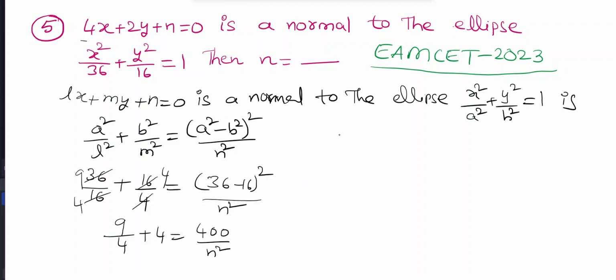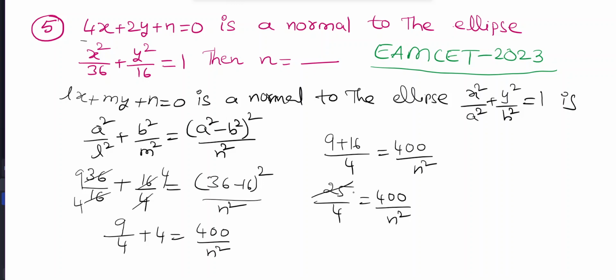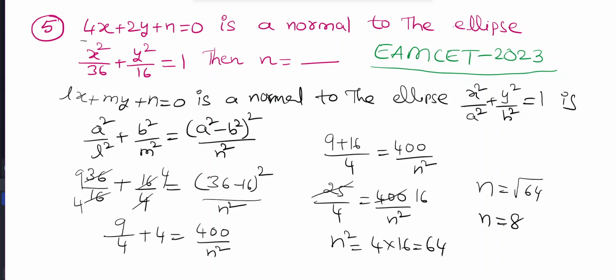So take the LCM. This is (9 + 16)/4 = 400/n². From this, 25/4 = 400/n². The 25 in this 400, 16 times cancel. From this n² = 4 × 16, so n = √64, that is n = ±8. This is the required answer.